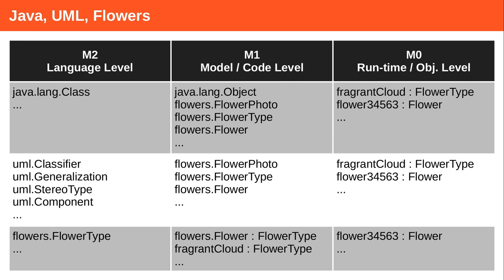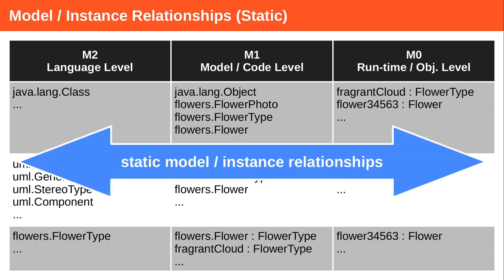And you look at this sea of objects and you say, oh, these are the instances, these are the M0 level objects, and here are the type objects, these are the model level, M1 level objects, and wow, here are our language level objects, the M2 level objects. And then you can see how the instances of the M2 level objects are the objects from the M1 level, and the instances of the M1 level objects are the M0 level objects. And you can see that illustrated in this table here.